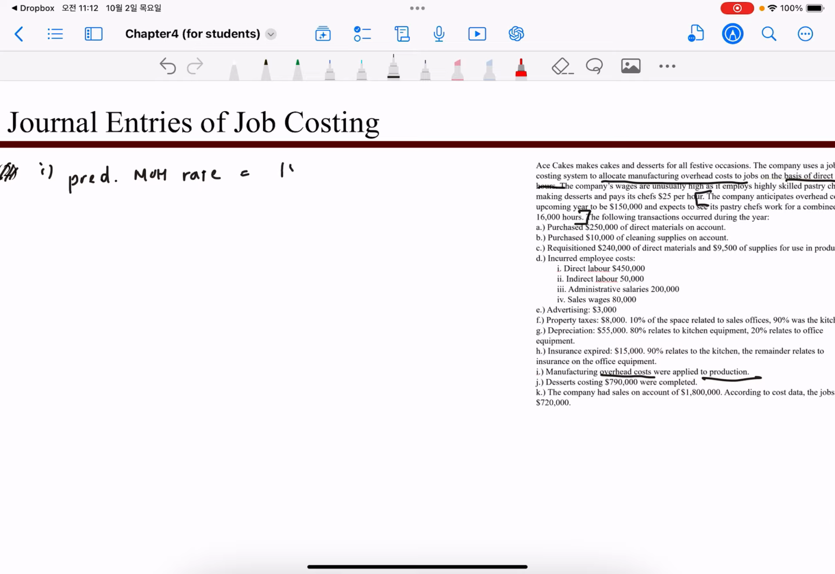which is $150,000 over 16,000. That's equal to 9.375 per LH, which is the labor hour, right? And then we want to compute it by multiplying by the actual labor hour.